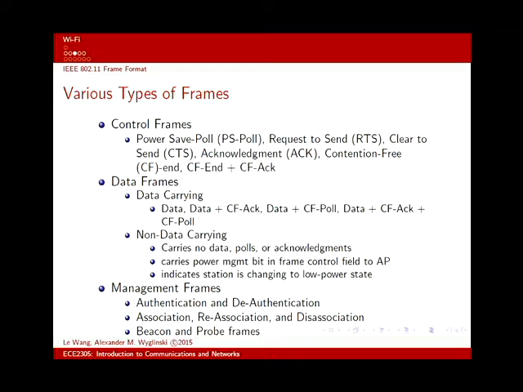The data frame, as the name implies, is for transmitting data. But there are two types: data carrying, and non-data carrying, which we'll get to in a sec. Data carrying has four subtypes: just data, data plus contention-free acknowledge, data plus contention-free polling with respect to the time period, and data plus contention-free acknowledge and contention-free polling. The non-data carrying type carries no data; there's null data in that situation.